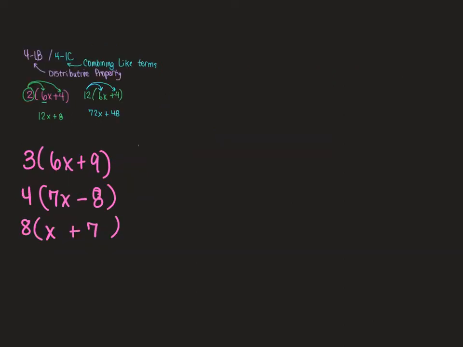All right, try to work these 3 questions out before I say the answer. 3 times 6x is 18x. 3 times 9 is 27. Try working the second one out before I say the answer. 4 times 7 is 28, so I write 28x. 4 times negative 8 is negative 32. 28x minus 32. Try the last one before I say it. 8x plus 56.